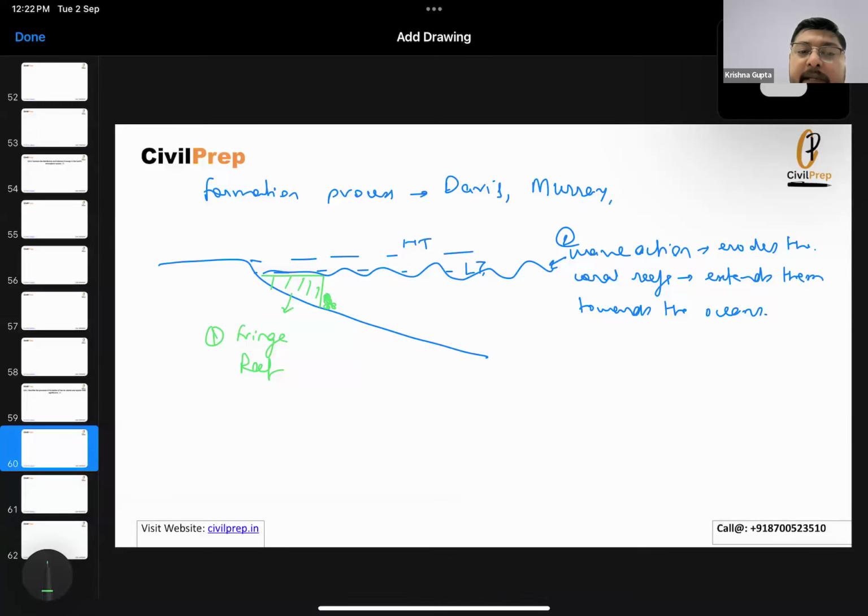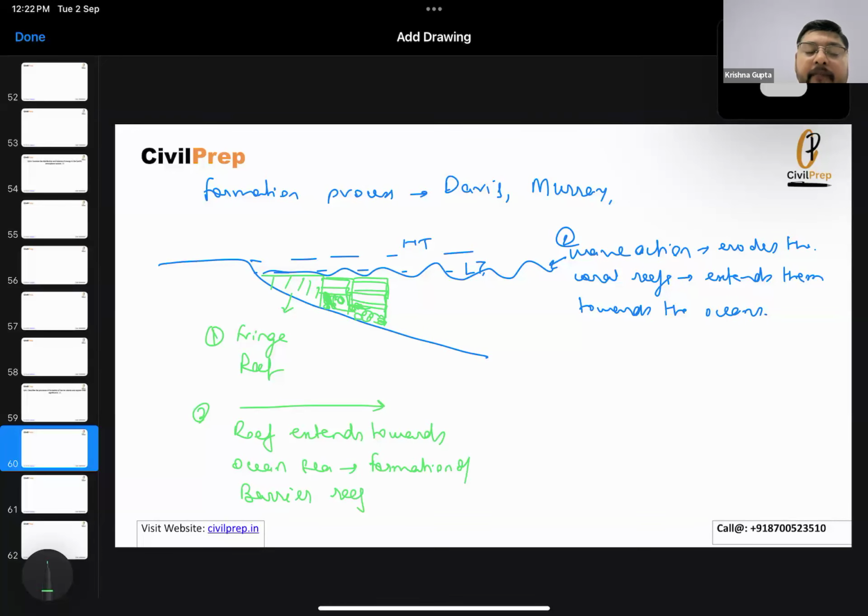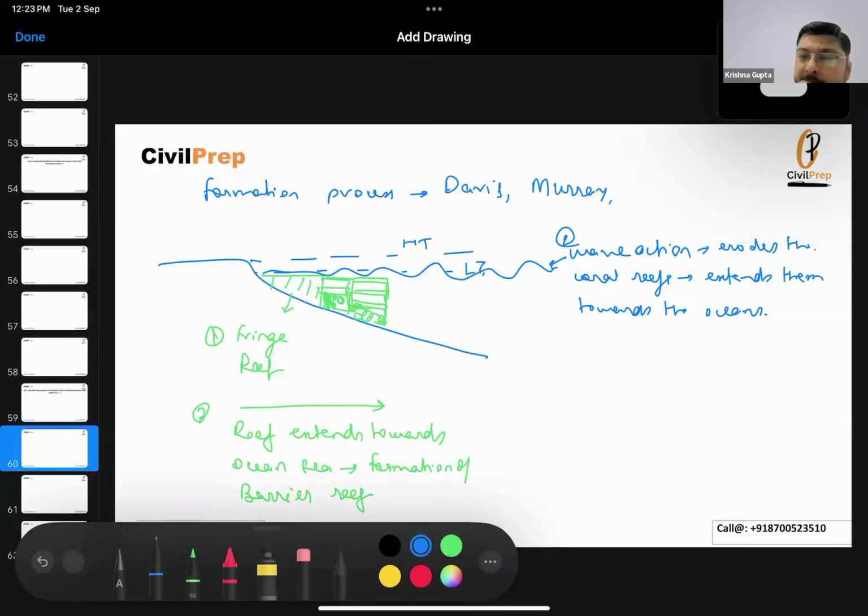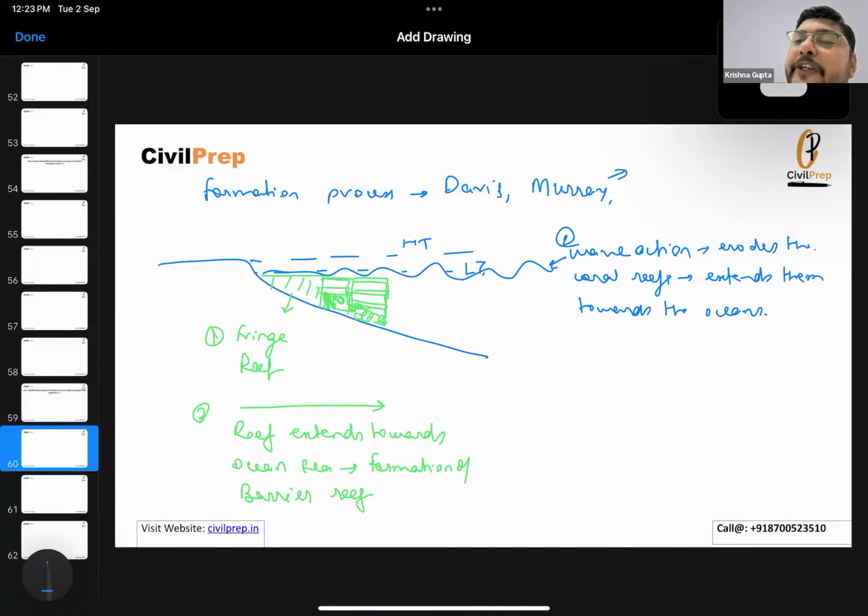Okay, so we will say that this process here will take place almost like this. So here erosion has taken place and here there will be again development of coral reef, and the coral reef will expand. Then erosion of the coral reef will take place and their region will expand here. So in this way, as the reef, number three, extends towards oceans or ocean sea, this results into the formation of barrier reef.